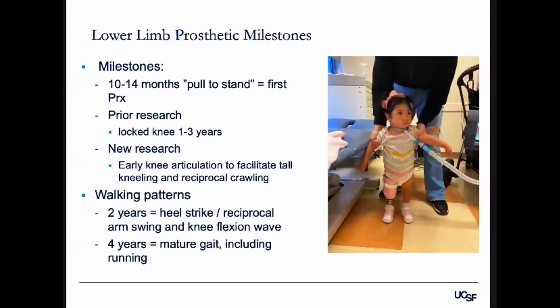With regard to lower limb milestones, it's a little bit different. The ideal time to start fitting a child with a lower limb prosthesis is when they begin to pull to a stand. Prior research suggests that a manually locked knee or a monolithic non-articulated pylon, as you can see pictured here, is indicated until about the age of 3, or until the child can control a prosthetic knee joint. I think that's intuitive and makes sense.